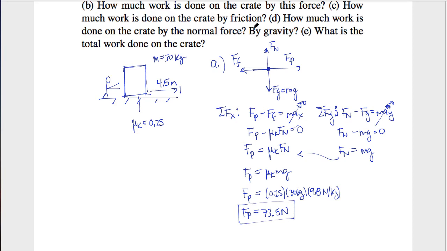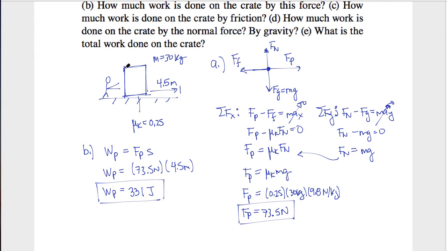Now B asks how much work is done on the crate by this force. So we'll go ahead and calculate the work done by the pushing force, and that would be equal to the force push times our displacement, which is going to be 4.5 meters. So substituting these values, we have 73.5 newtons times 4.5 meters. So our push work will simply be 330.75, so we'll just round that to 331 joules.